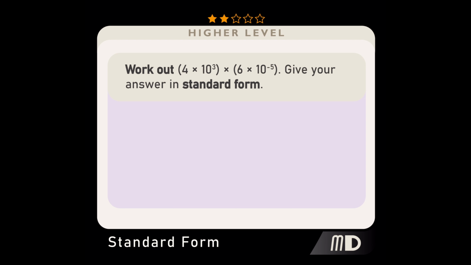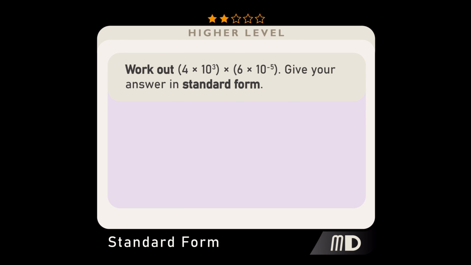This is the third and final part of a 3-part question. Work out the product of 4 multiplied by 10 to the power of 3 and 6 multiplied by 10 to the power of -5. Give your answer in standard form.